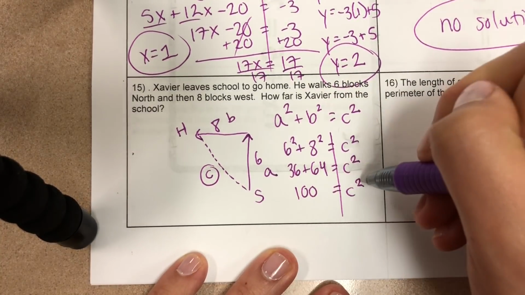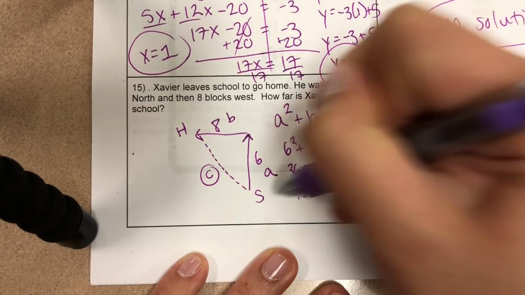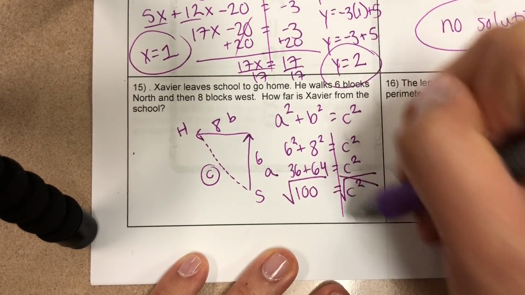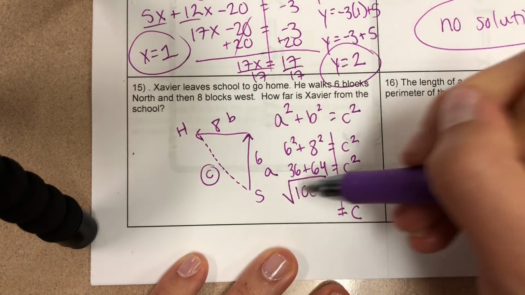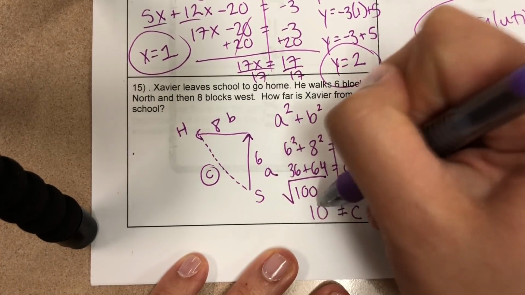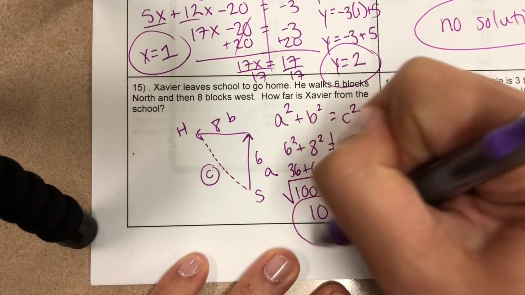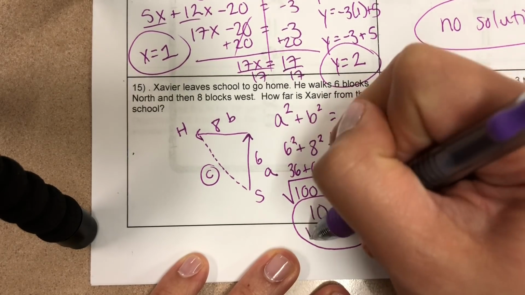C is not by itself yet. To undo the square, you're going to take the square root. These cancel. I'm left with C. And then the square root of 100 is 10. So how far is he from school? He is 10 blocks.